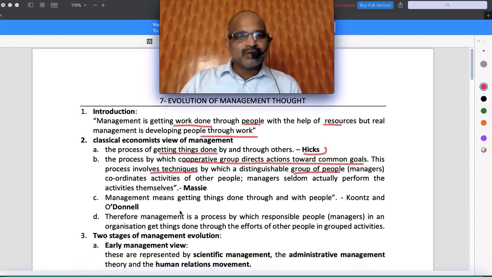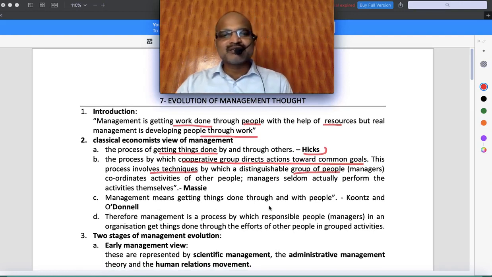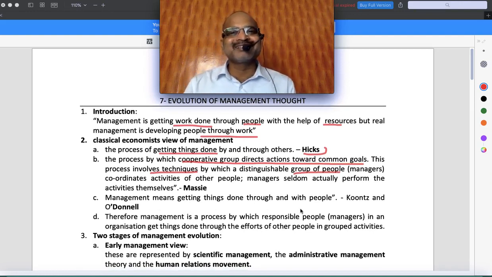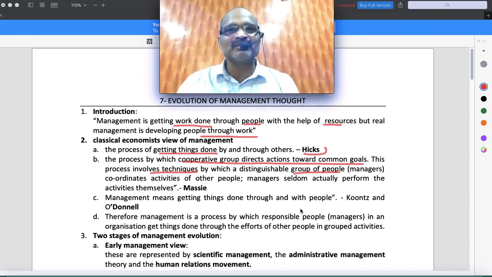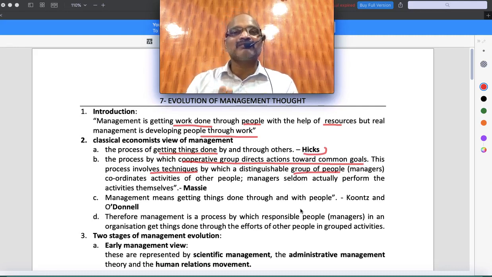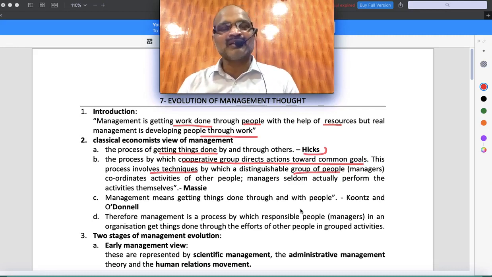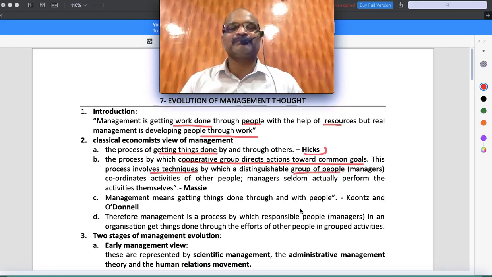One more. O'Donnell says management means getting things done through and with people. That's it. So all these definitions are very easy. The moment you have concept knowledge, finding the solution for this particular question is very easy. Overall, I understand: okay, sir, there are activities in the company, and there are people in the company. There are resources in the company, and these activities will be conducted with the help of resources and people.